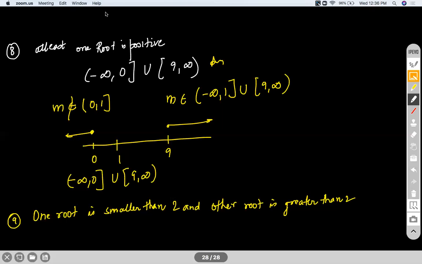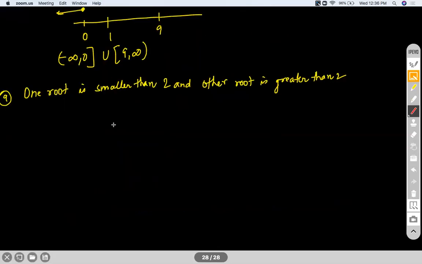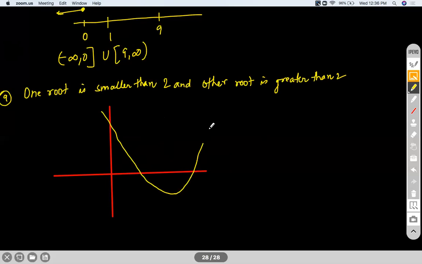Any idea how to attack this? So 2 happens to be in between your roots, correct? If you make a graph, things will be more evident. Let's say this is your y-axis, x-axis. It's somewhat like this. Obviously, it's an upward opening parabola, because the coefficient of x square is 1. So 2 is somewhere between the roots.